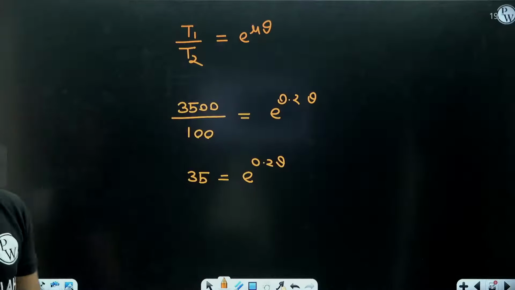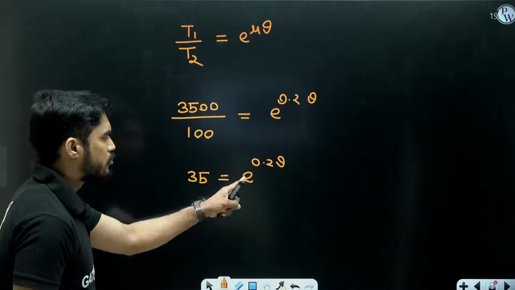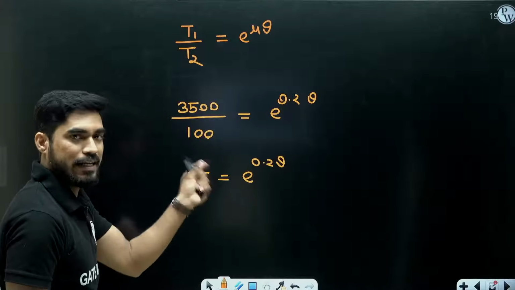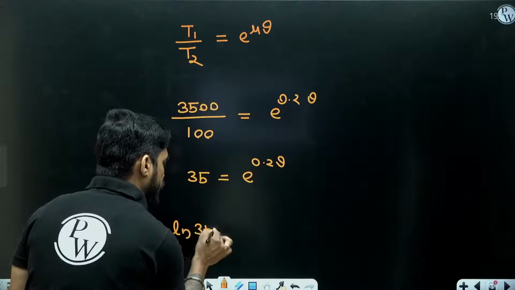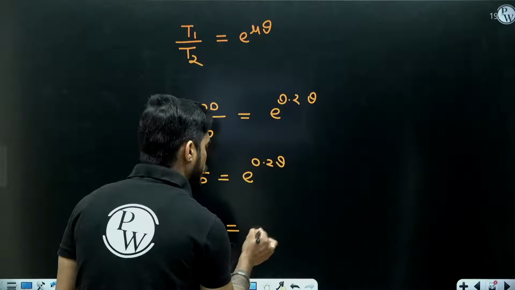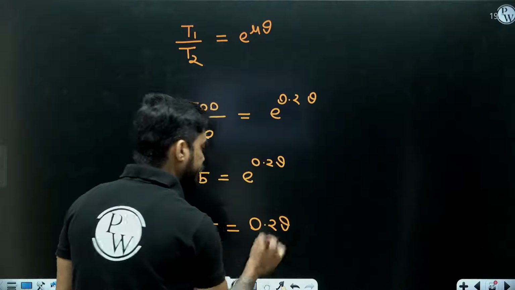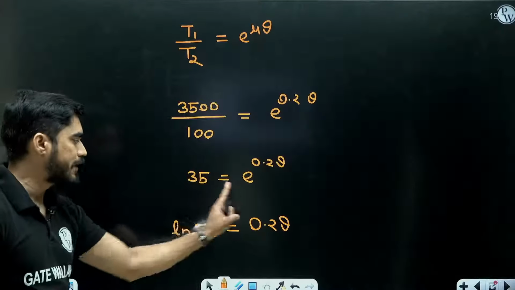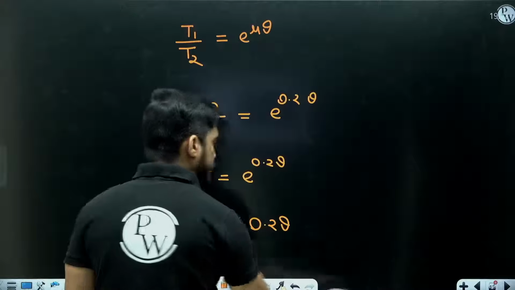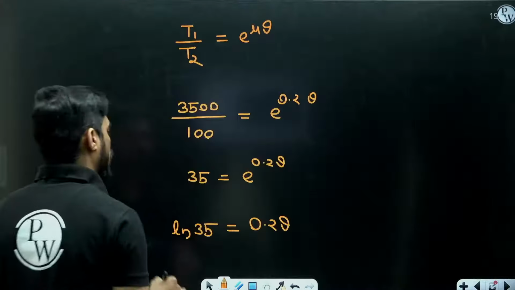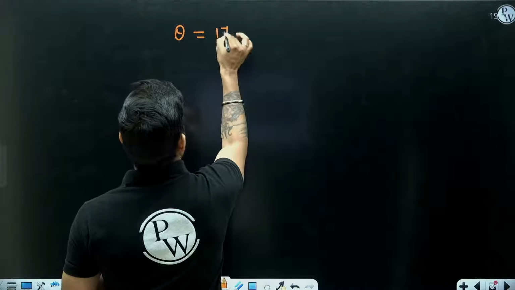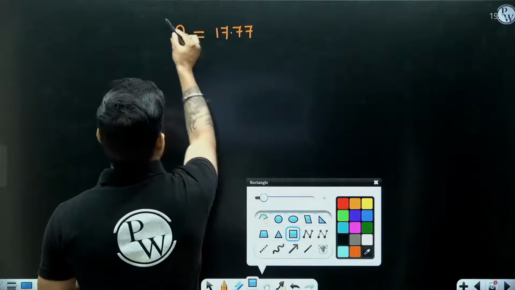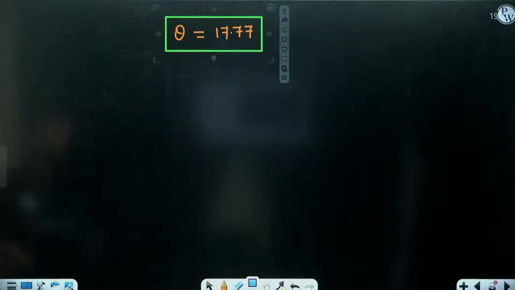Now I am going to take anti-log. How to take anti-log? This is e, so I will take natural log. If this is 10, then I will take log base 10. So we will take natural log on both sides. So it will become natural log of 35 equal to natural log of e to the power 0.2 theta, which becomes 0.2 theta. Okay, so I have taken anti-log. So from here I will get the value of theta. Theta will be natural log of 35 divided by 0.2. That is 17.77. Theta is 17.77, but this is in radians.